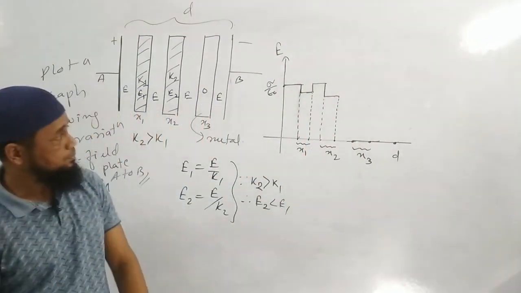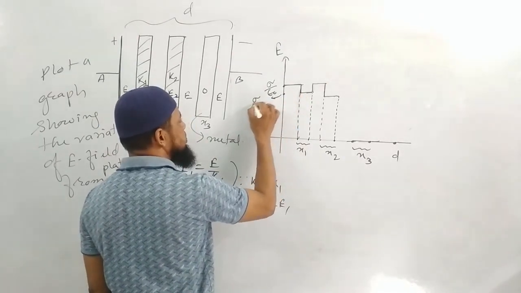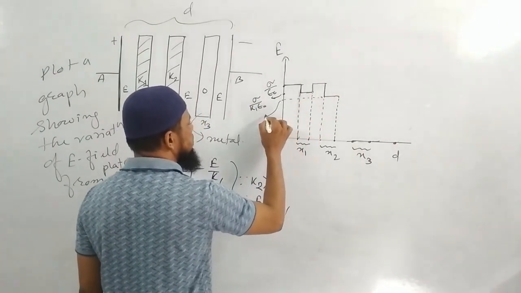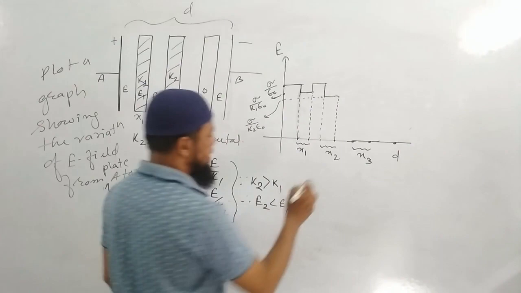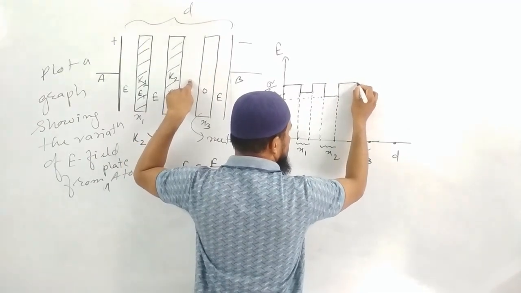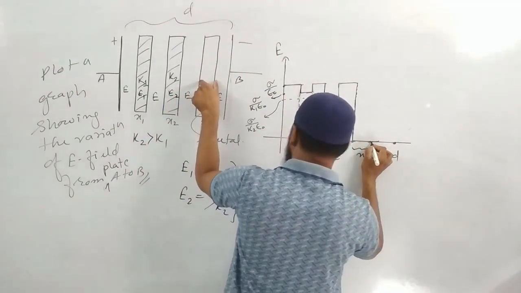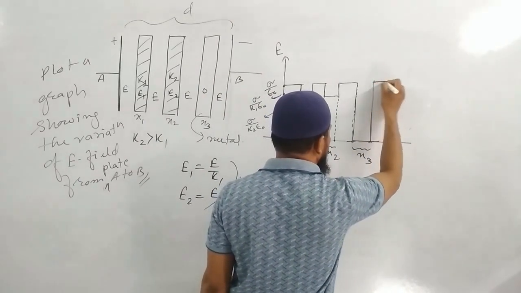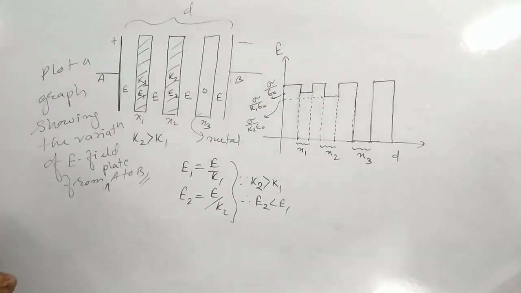This electric field is E1, sigma by K1 epsilon naught. This electric field is E2, sigma by K2 epsilon naught. Then in this third region, the electric field will again rise to the same value. And in this region again it will drop. In between, in this region the electric field is 0. Again the electric field will rise to the value of sigma by epsilon naught till the distance d. This is the electric field variation.